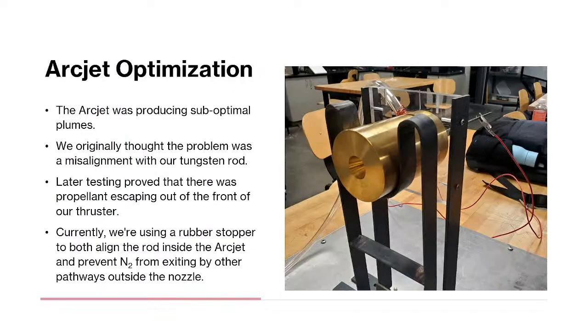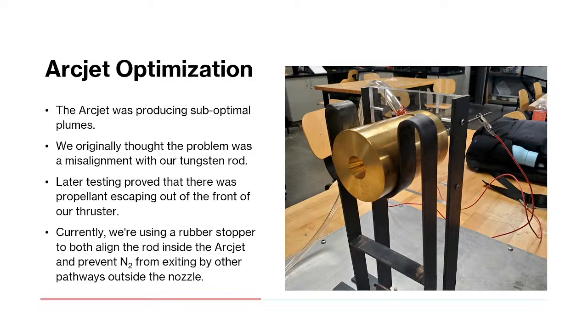And so first, to optimize our Arcjet, we originally noticed that it was producing suboptimal plumes. And originally we thought that the reason behind this was that the tungsten rod was misaligned. However, as we continued testing, we found that it was actually our N2 propellant escaping out of the front of the thruster, which is where our tungsten rod goes in, instead of the nozzle, which you can see in the picture.